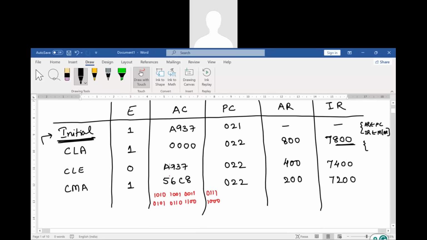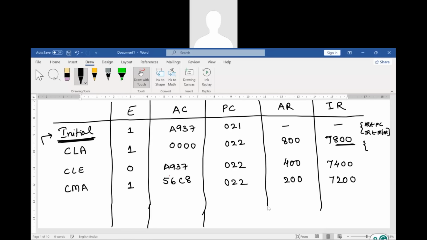Any doubt in this? I assume you are understanding the process. For finding the value of the complemented accumulator, I first wrote the value A937 in its equivalent binary, complemented it, and whatever I got as my answer is the answer of the CMA instruction. The value of accumulator would be that.